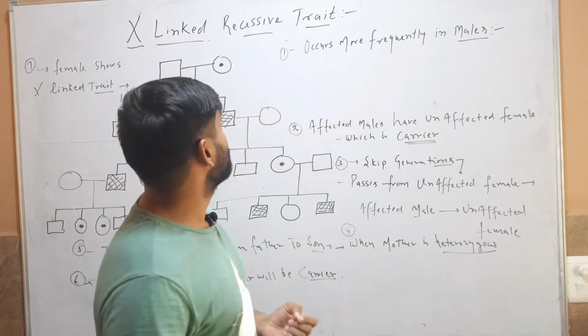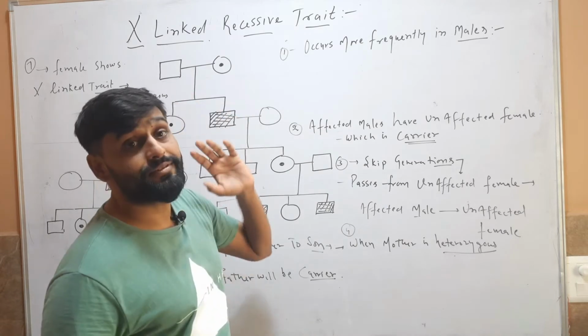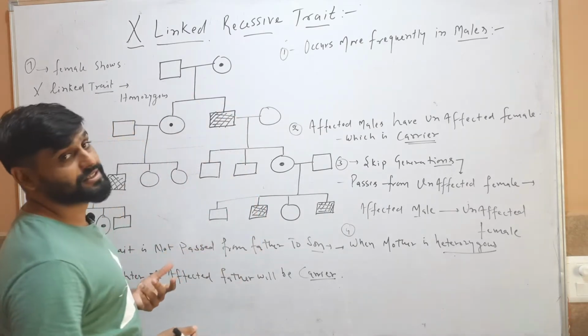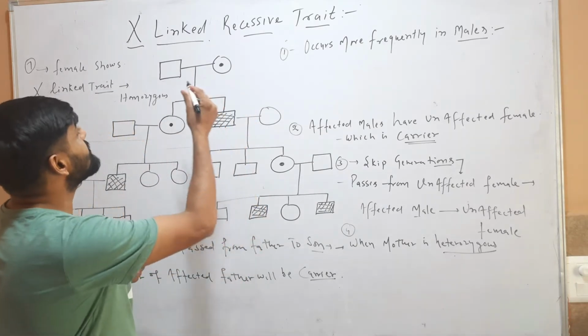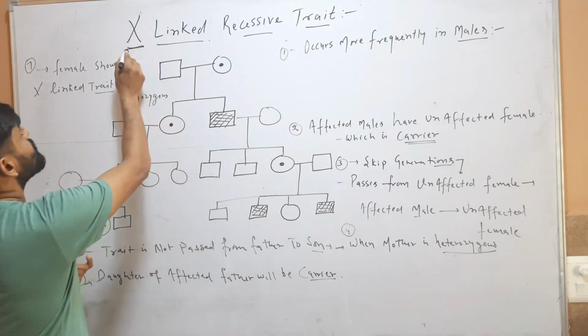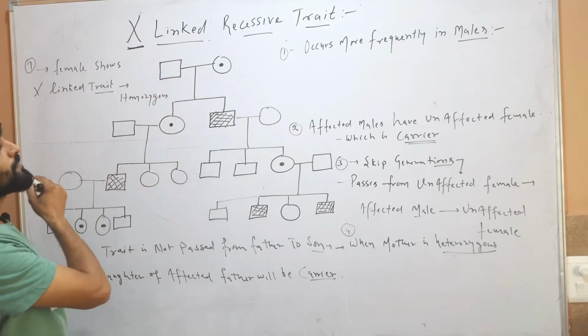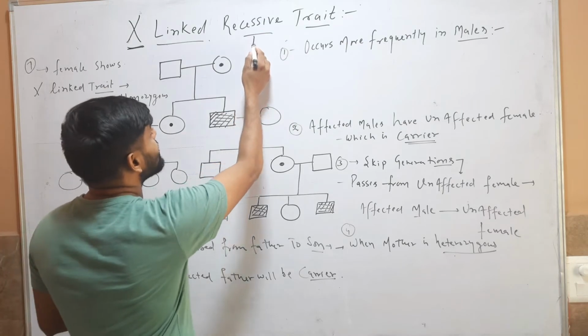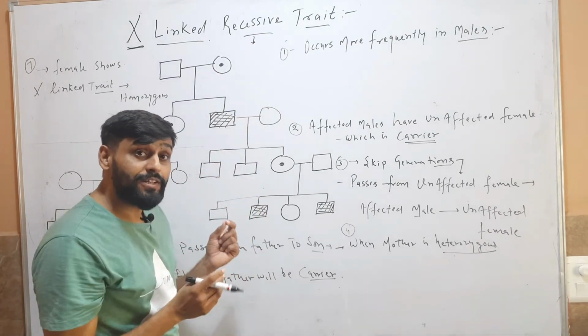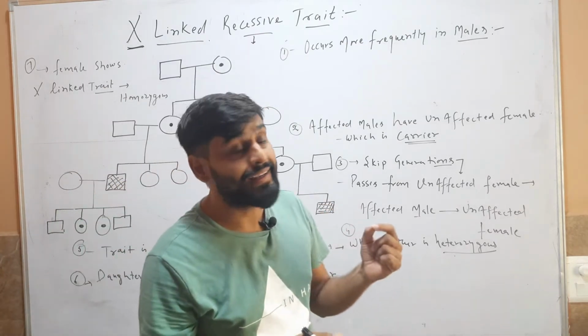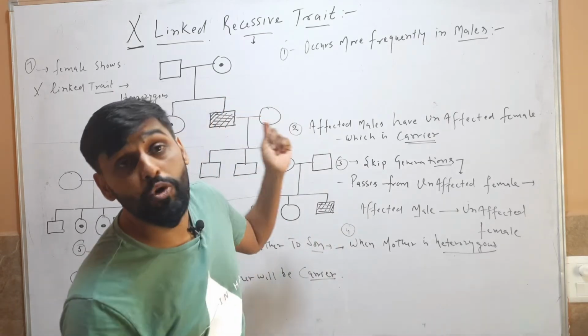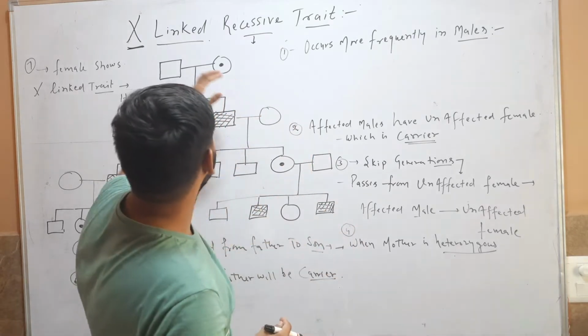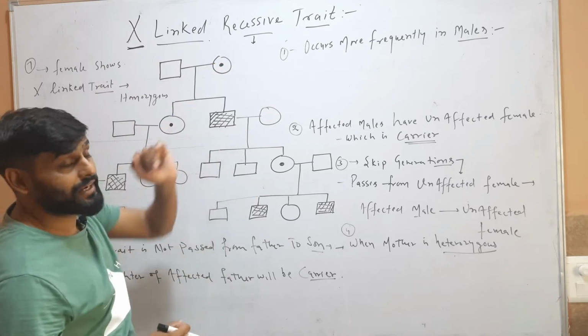In this video, we will discuss X-linked recessive trait. So what is X-linked recessive trait? It is a trait that is present on the X chromosome. And inheritance of that trait is recessive, meaning it will show itself in a pedigree when it is present in homozygous condition. So it is an X-linked recessive trait.